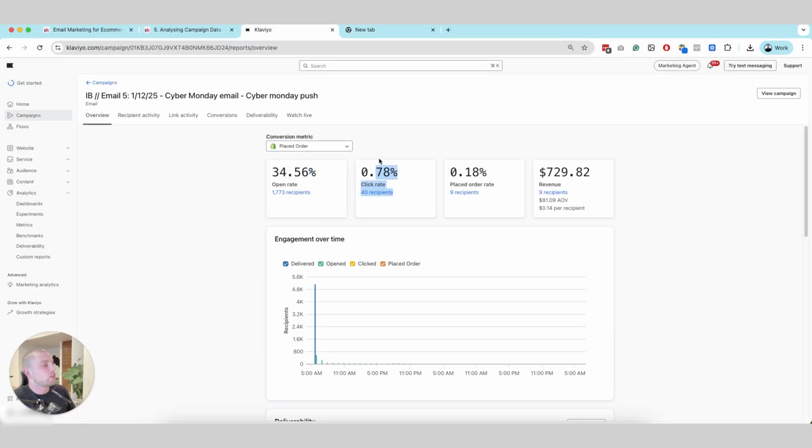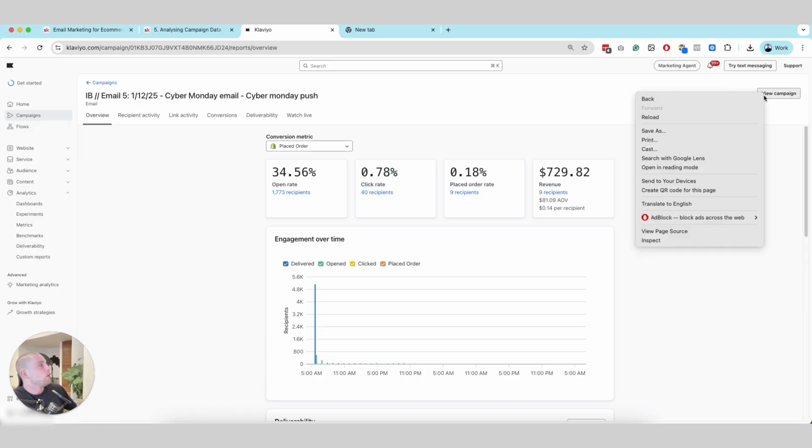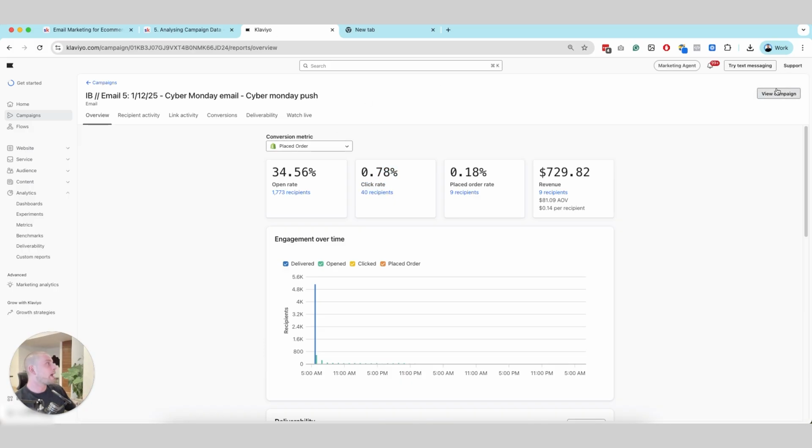Click rates, we can see this is relatively low, 0.78. Ideally, you want to be reaching about 1 to 2% click rates. So when I see this, I think two things. Number one, the offer wasn't compelling enough. So if you have not already played with the offer in the email, make sure you play with that a little bit. Number two, the call to action was not high enough within the email. So let's take a look at the email and see if we can diagnose this properly.